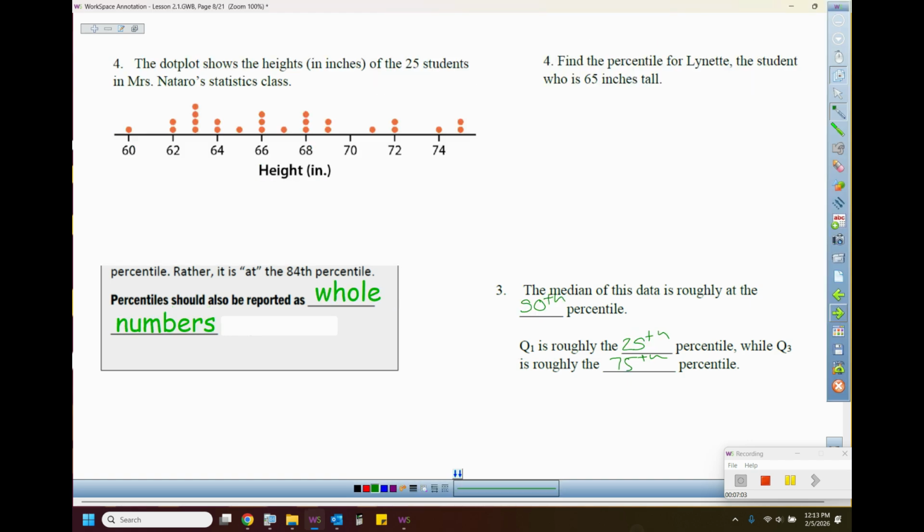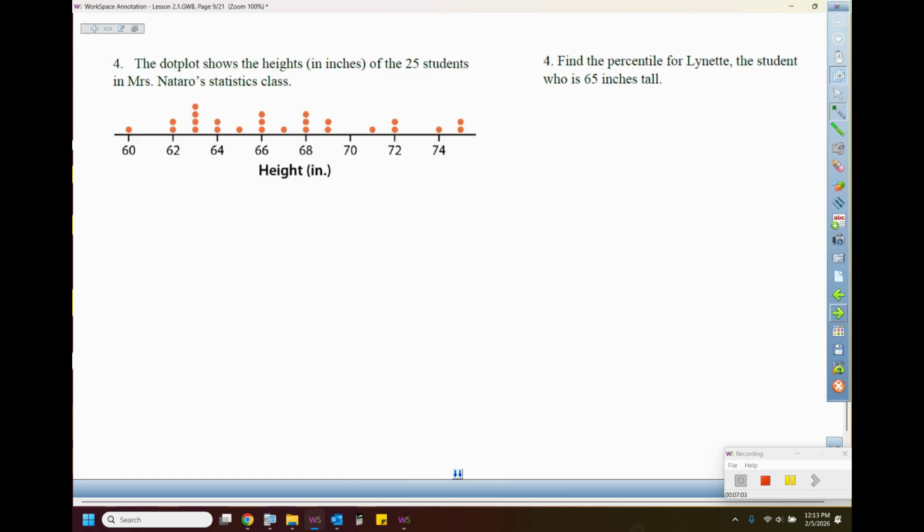Let's see what we got right here. The dot plot shows the heights of 25 students in this lady's class. So sweet, they told us 25. Find the percentile for Lynette, who is 65 inches tall. Go find that 65 dot on your paper and see how many dots are below her. So we don't count this dot. We count how many below. So 1, 2, 3, 4, 5, 6, 7, 8, 9. Does that sound cool that there were 9 dots below?